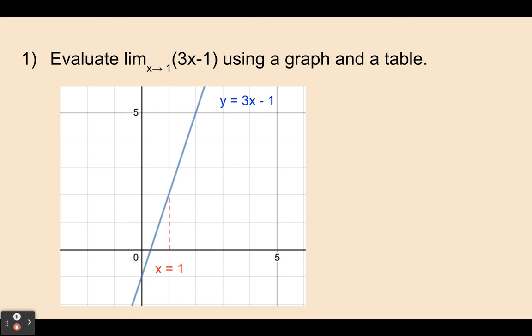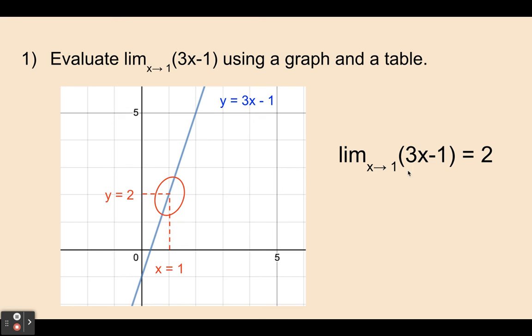So let's plot x equals 1. This is where I want to look. What's happening around x equals 1? Well, as I come in, it looks like I'm approaching y equals 2. As I come in here, I'm approaching y equals 2. So really close to x equals 1, we're going to become closer and closer to y equals 2. And so the behavior of this function around x equals 1 is 2. So we would say that the limit of 3x minus 1 as x approaches 1 equals 2.